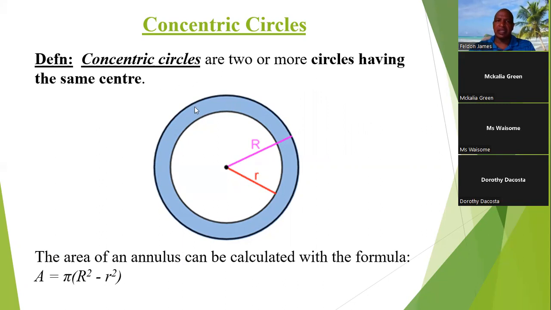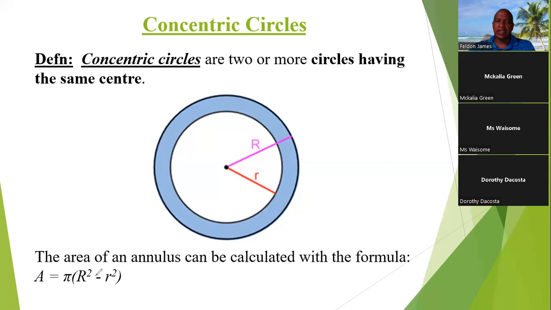All right. So these two circles that we are looking at, there's an inner circle and there's an outer circle, one with radius capital R, one with radius small r. But they both have the same center. So the two circles are concentric because they are sharing the same center. All right, so concentric circles share the same center, but they don't necessarily have the same radius.